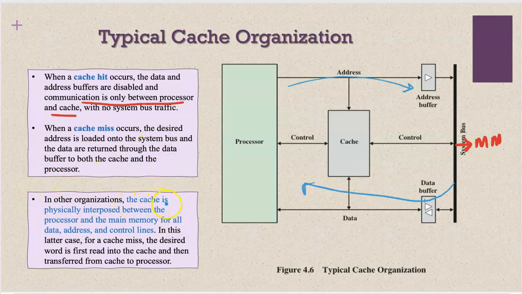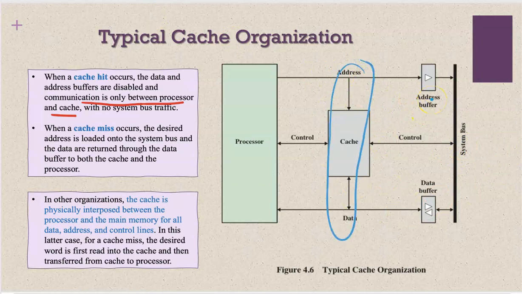In other organizations, the cache is physically interposed between the processor and main memory for all data, address, and control lines. In the previous case, the processor can bypass the cache if a cache hit occurs. If the cache does not have what it wants, the processor goes to the main memory and asks itself. So this is when the cache is not physically interposed. Another type of organization would be where the cache is physically interposed between the main memory and processor, which means that everything has to go through the cache. These are the two different types of organization.